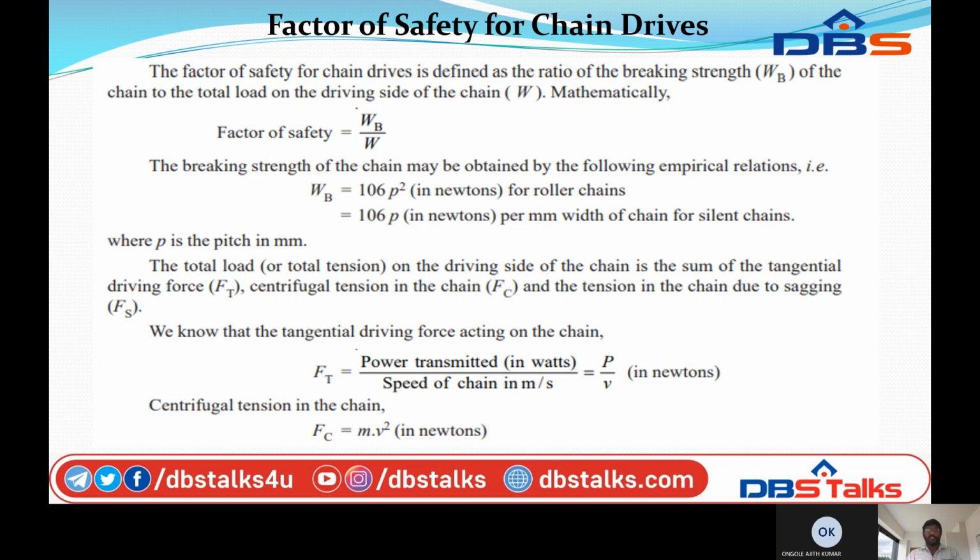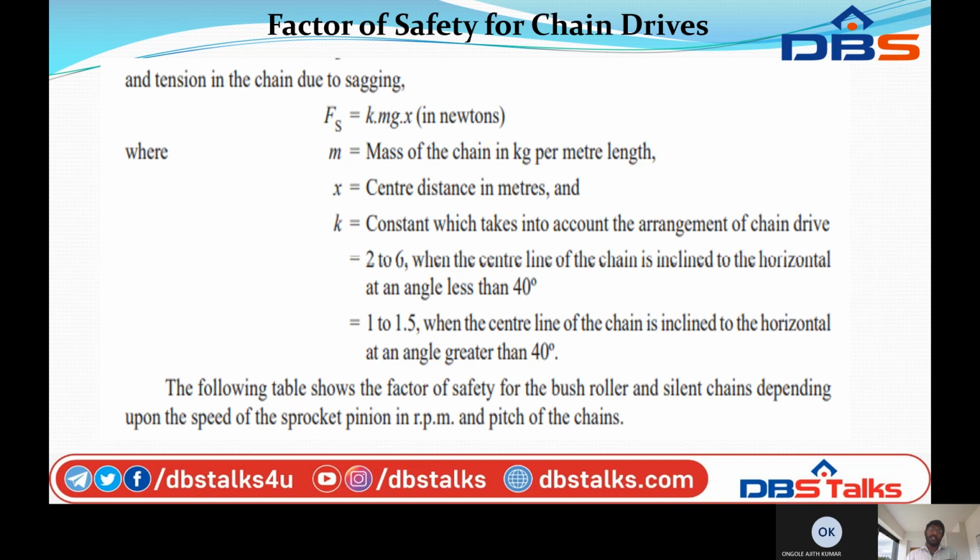Centrifugal tension in the chain Fc is equal to mv squared. This is also in Newtons. And the tension in the chain due to sagging Fs is equal to kmg into x. This is also in Newtons, where m is the mass of the chain in kg per meter length, x is the center distance in meters, and k is a constant which takes into account the arrangement of the chain drive.